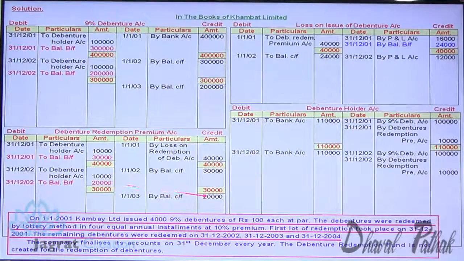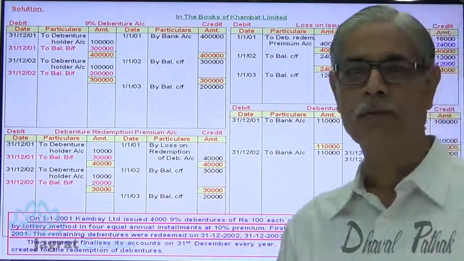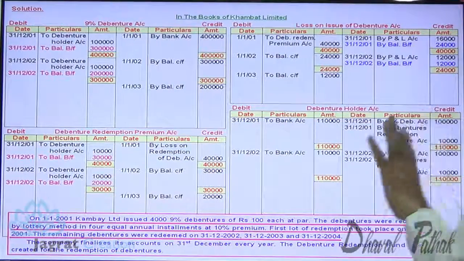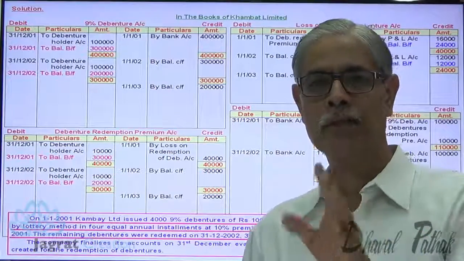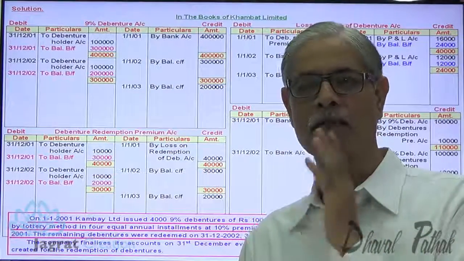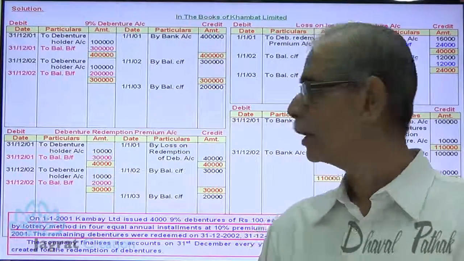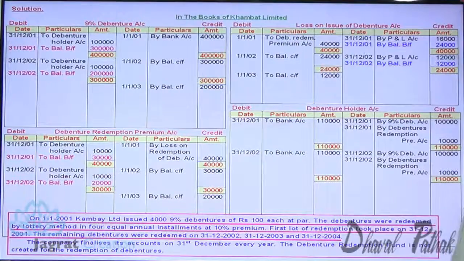Now 24,000 minus 12,000. Loss yet to be written off in next 2 years is 12,000. That becomes balance carried forward for the next year. And debenture holders account gets tallied because total on both the sides is same. 110,000, 110,000. This is how ledger posting and striking of the balance at the end of second year is being done. Now let me proceed to third year.